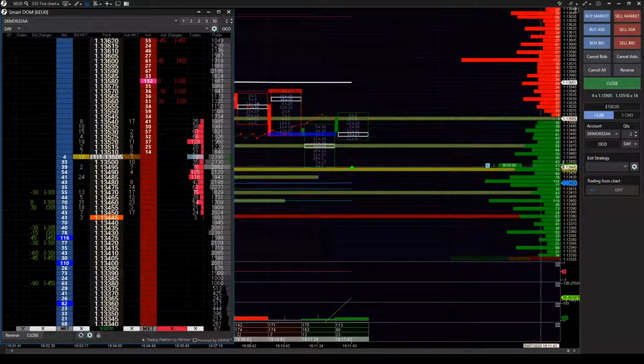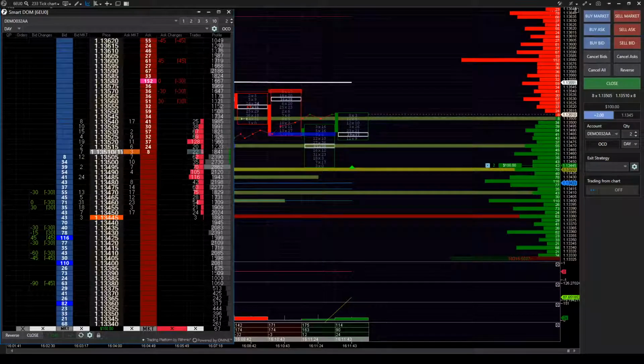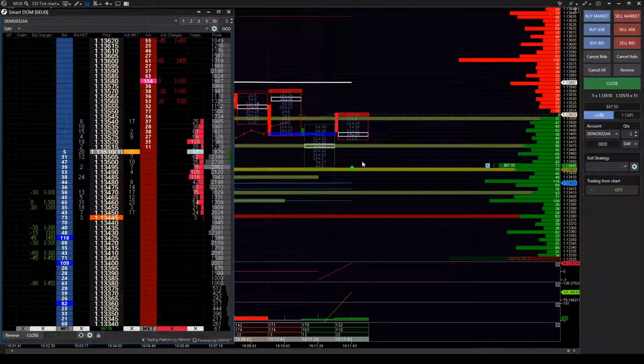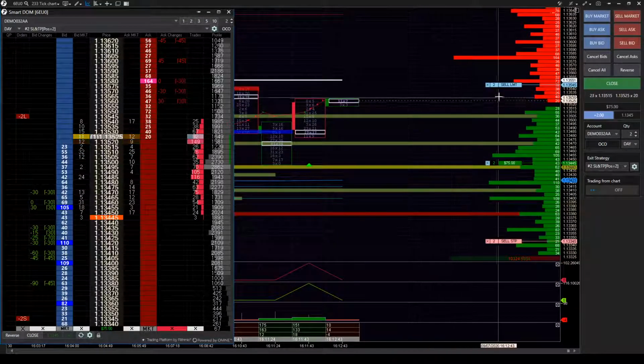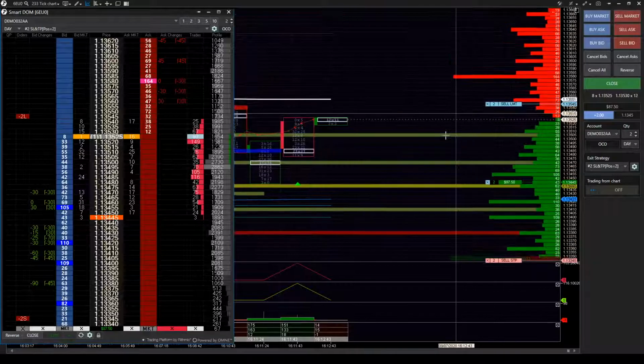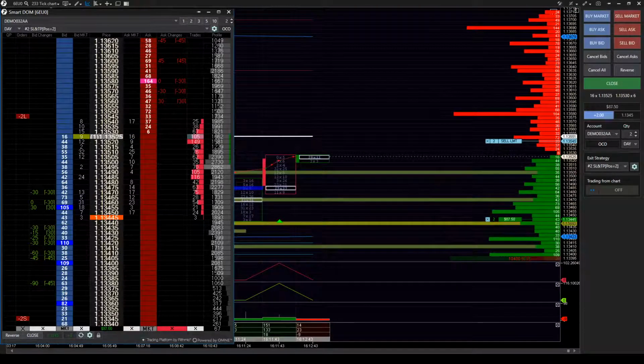We just wait and see what happens. I'm gonna put an exit strategy. I'm gonna put this at 20, then we move it. All right, so this is 20 ticks, too close to my entry right now.